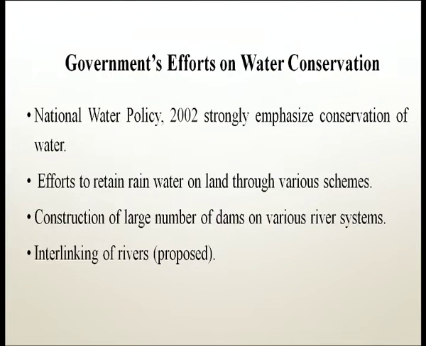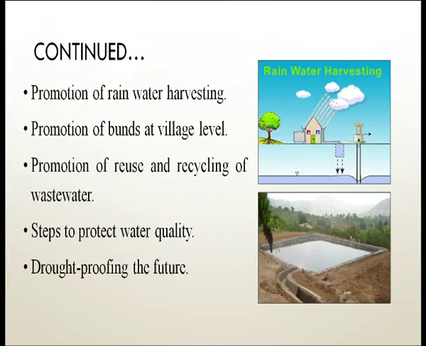Next we will discuss government efforts on water conservation. The National Water Policy 2002 strongly emphasized conservation of water, efforts to retain rainwater on land through various schemes, construction of a large number of dams on various river systems, and interlinking of rivers. It proposed promotion of rainwater harvesting, promotion of bunds at village level, promotion of use and recycling of wastewater, steps to protect water quality, and drought proofing the future.